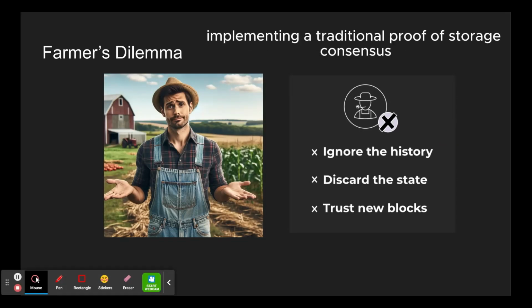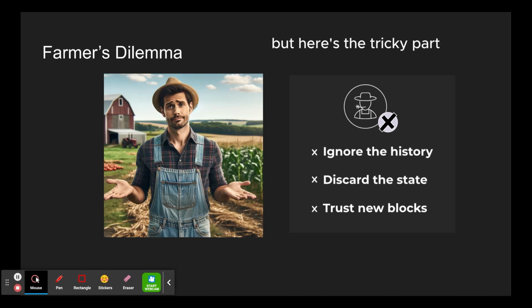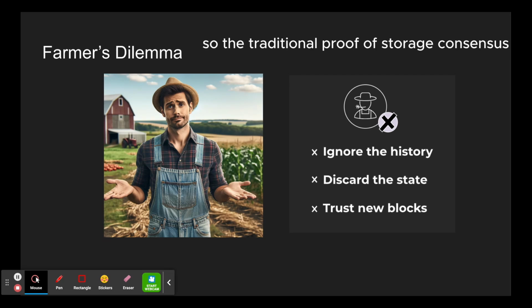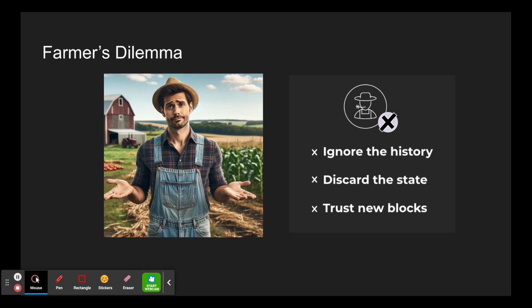So, new blockchains have emerged implementing a traditional proof of storage consensus. This is where a user dedicates a part of their computer storage to maintain the blockchain, and in return, they gain rewards. We call these users farmers. But here's the tricky part: farmers have to make a hard decision. Do they help maintain the blockchain history, or do they want to maximize rewards? Between you and me, I would want the most rewards, and I wouldn't really care about the blockchain history. This is how we think a rational person would think. So the traditional proof of storage consensus can lead to an unraveling of the blockchain history.